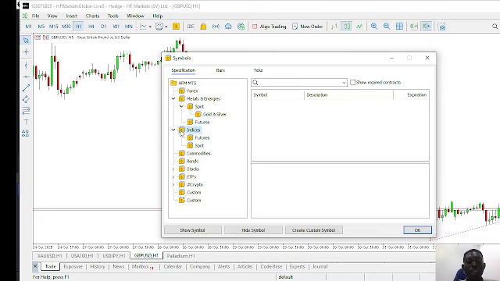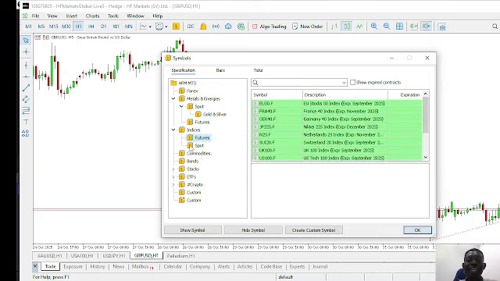Then after futures, we have indices. I love this place, indices. Now, why am I taking that time to show you this? You see, not everybody trades currency pairs that are so popular. Not everybody trades currency pairs.